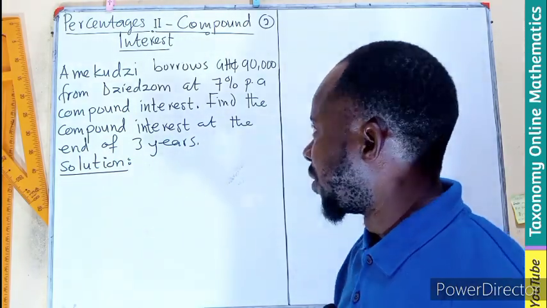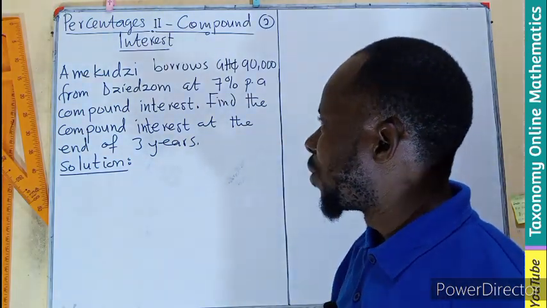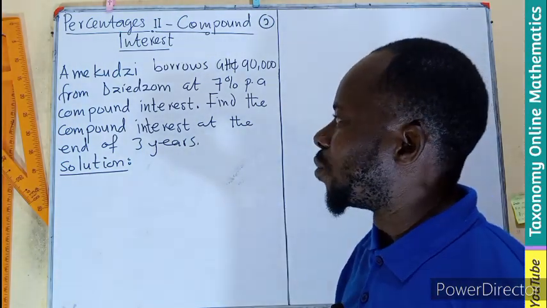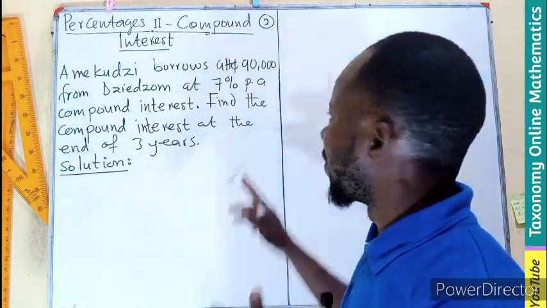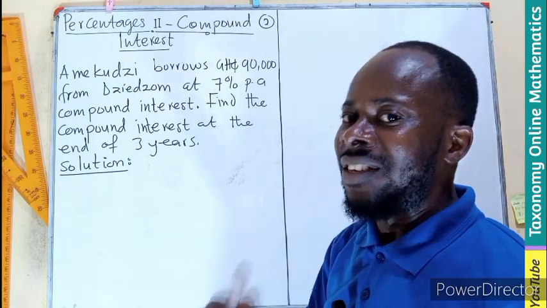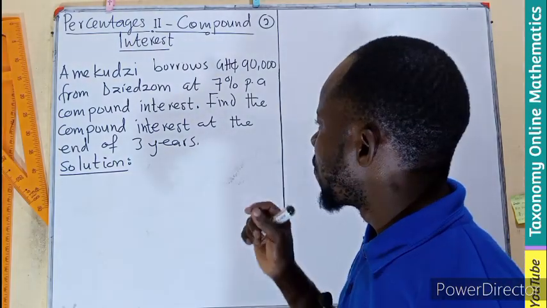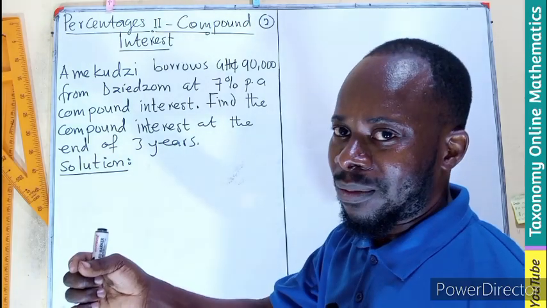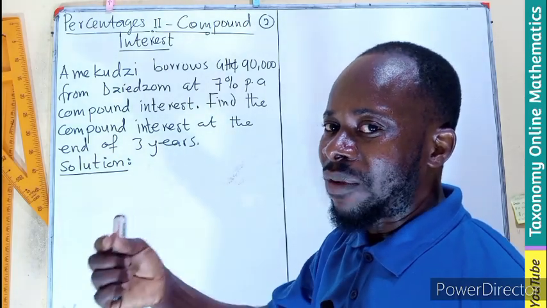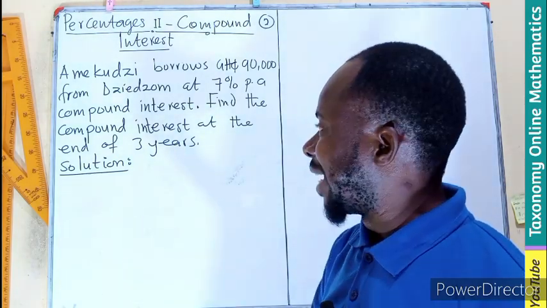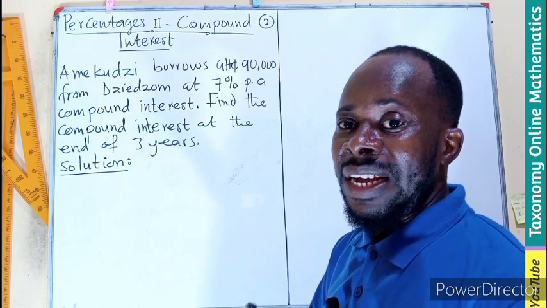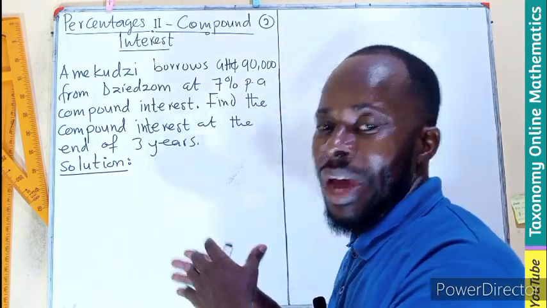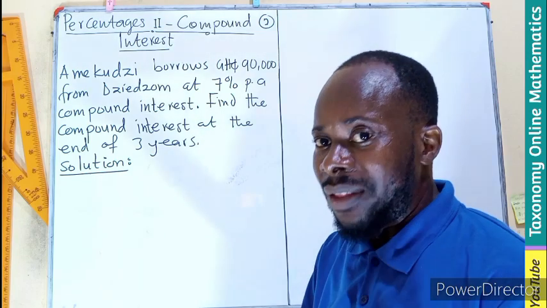So Amekuji borrows 90,000 from Jajon at 7% per annum compound interest. The PA is per annum, that is yearly. We have to find the compound interest at the end of 3 years. So the understanding we have from the first episode is that the interest is just the principal times the rate times time, when in this case the rate is a percentage.